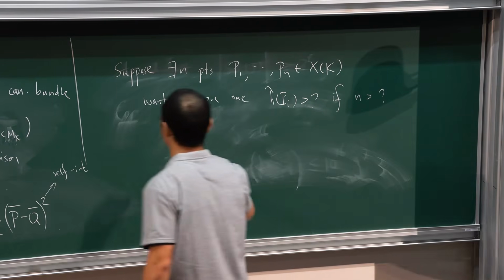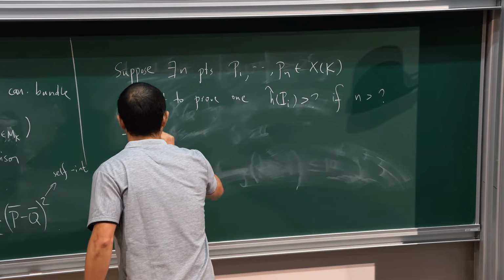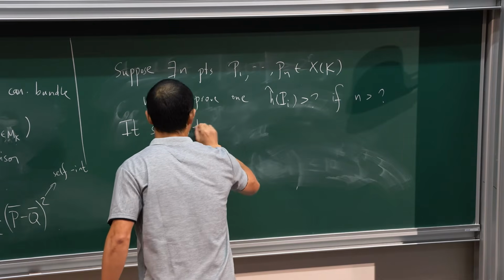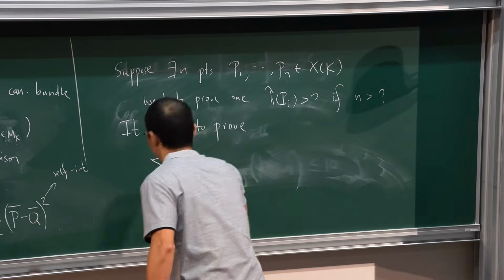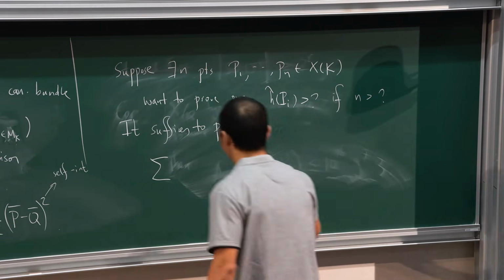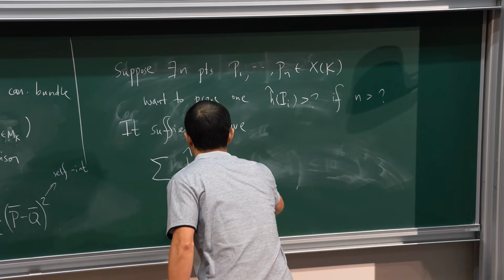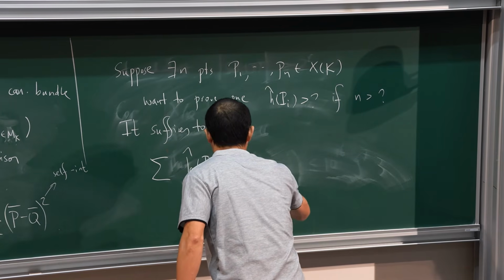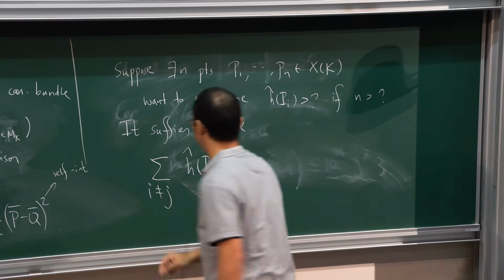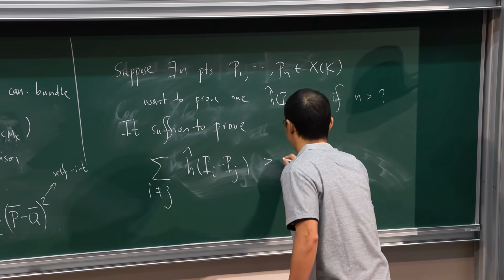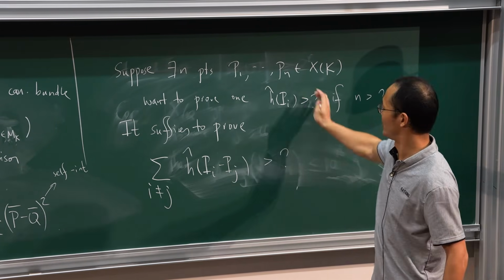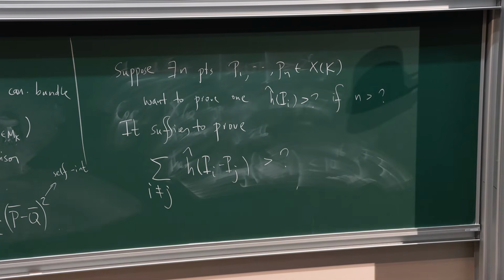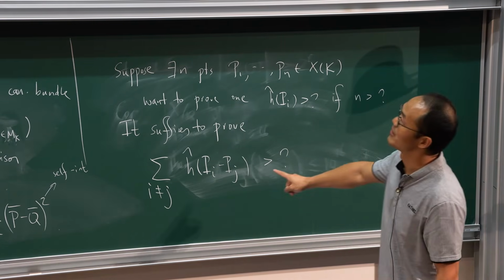So now it suffices to prove a bound like this: the summation of the height of Pi minus Pj, with i not equal to j. We want this to be big. If all these are small, then this is small because it's a quadratic. So we want that one to be big. This is the method, LSW's method.